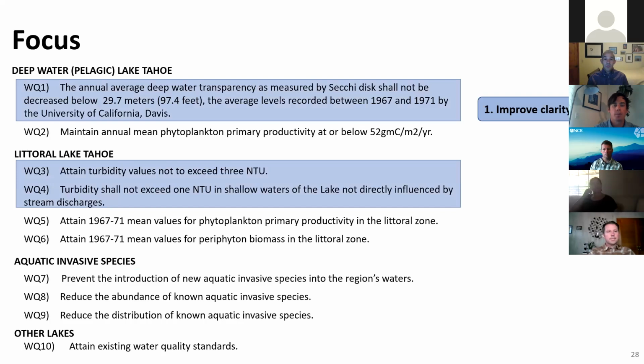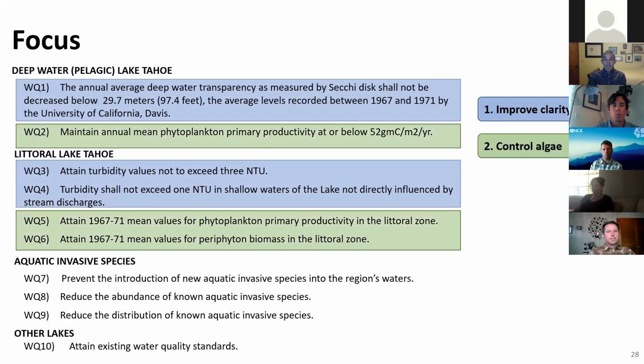The first is improving the clarity of those standards. So we have 1 standard related to deep water clarity and 2 related to nearshore clarity. Second, we have 3 standards related to controlling algal growth within the lake, both in the pelagic waters, the deep waters of the lake, and then within the nearshore waters of the lake.